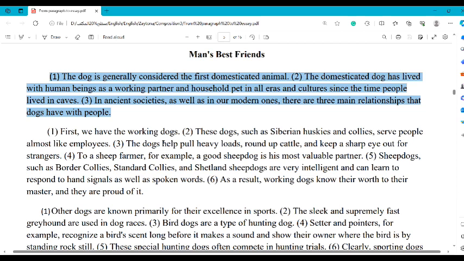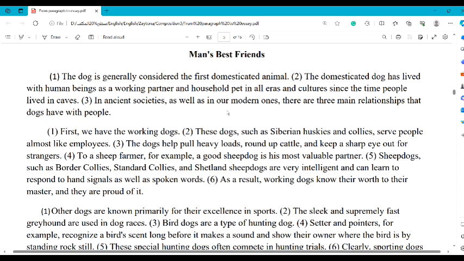The domesticated dog has lived with human beings, human beings like people, as a working partner and a household pet in all eras and cultures since the time people lived in caves, in ancient societies, as well as in our modern ones. There are three main relations that dogs have with people.